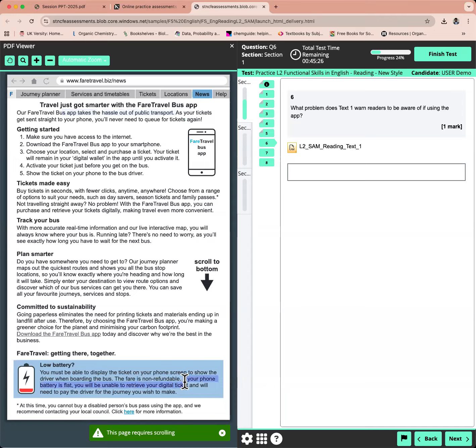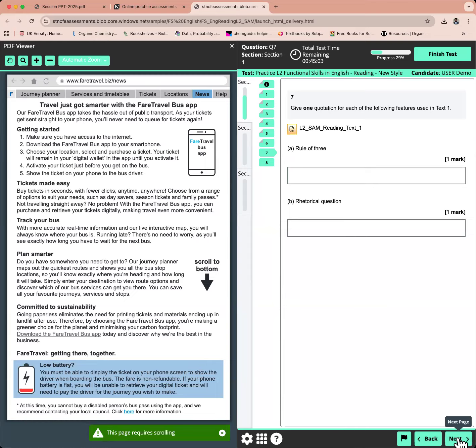If your phone battery becomes flat and you're unable to retrieve your ticket, then you will need to pay the driver for the journey. That is what the app is warning users about. So this has been given in a blue box, which is highlighted because it is something important. The website is trying to highlight this context, and it's put across in a box.